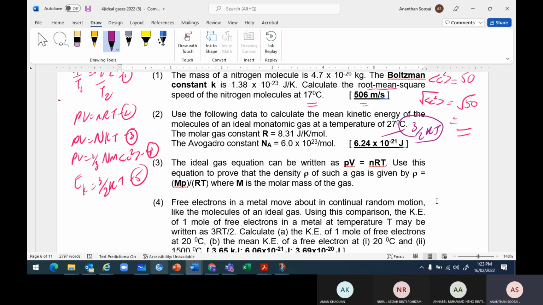The ideal gas equation can be written as PV equals nRT. Use this equation to prove that the density of such a gas is given by rho equals MP over RT, where capital M is the molar mass of the gas, the mass of 1 mole, right? So from PV equals nRT, can you get the density rho is MP over RT?